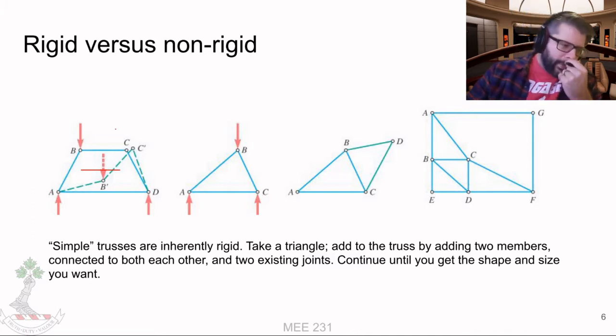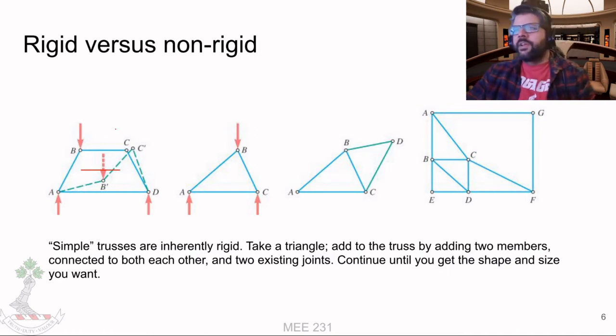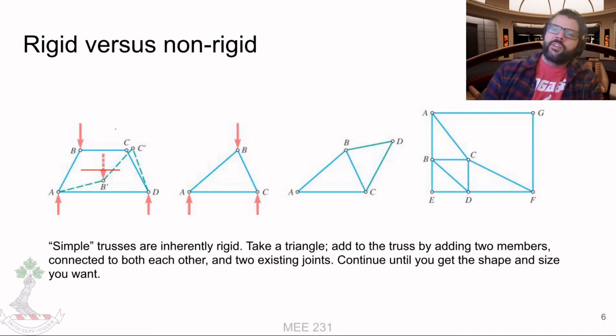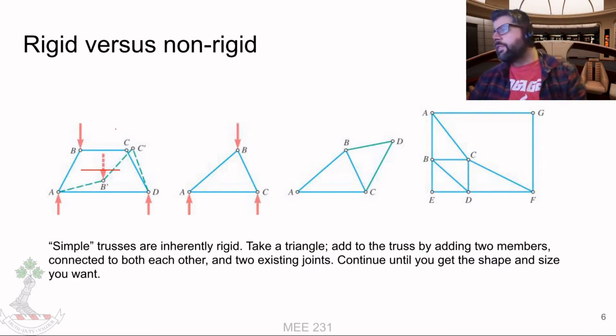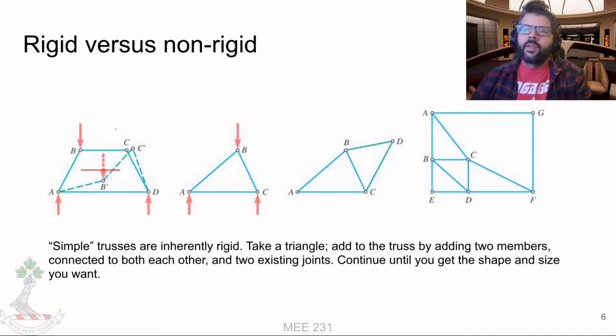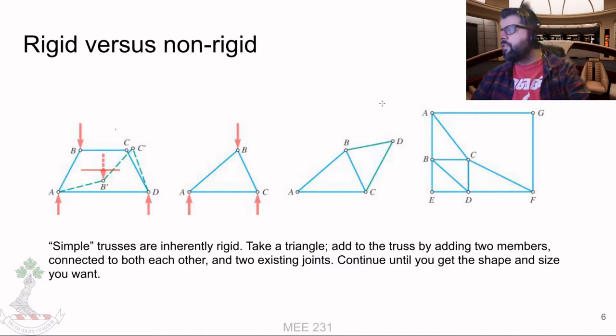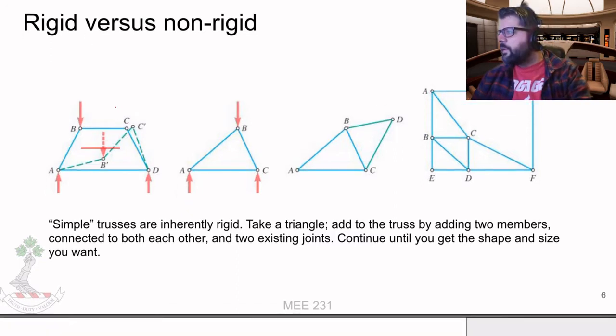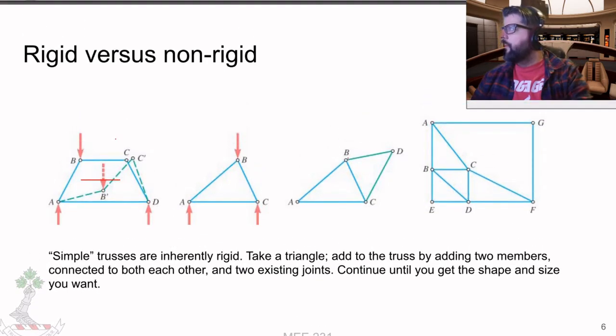So we often start looking at what we call simple trusses. So simple trusses are going to be inherently rigid. You start a simple truss by just starting with a triangle, and then you add two members to the structure that are connected both to one another and to two existing joints. Then you can kind of just keep doing that until you get the size and shape that you want.